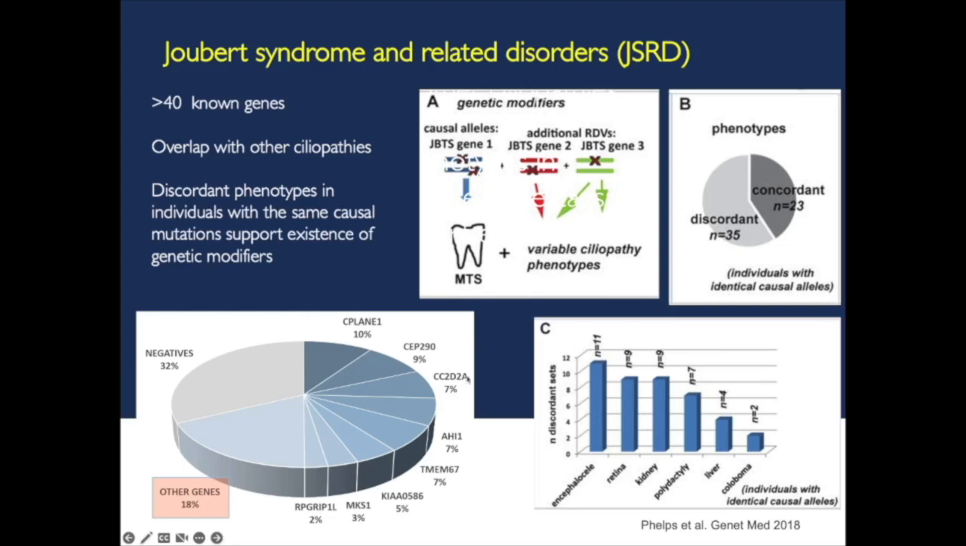And here actually the MRI is quite helpful because finding the molar tooth on the MRI will help you try and find possibly a causative gene or defining new genes that may be causing Joubert syndrome.